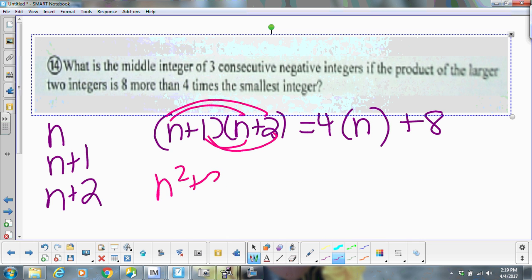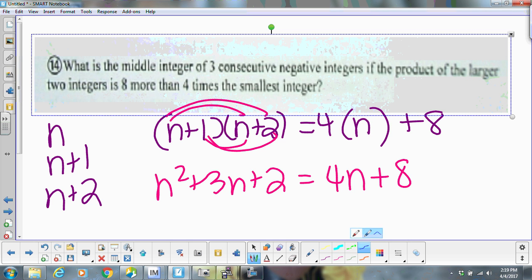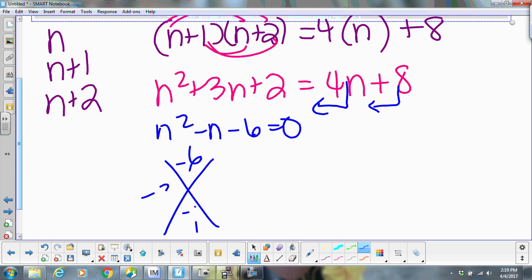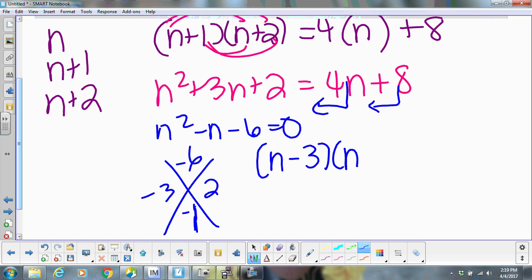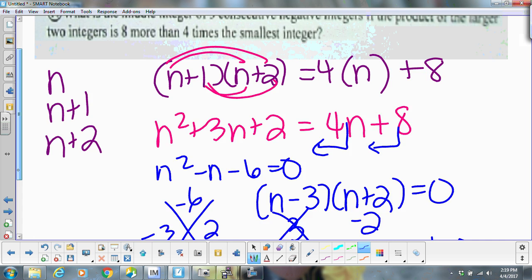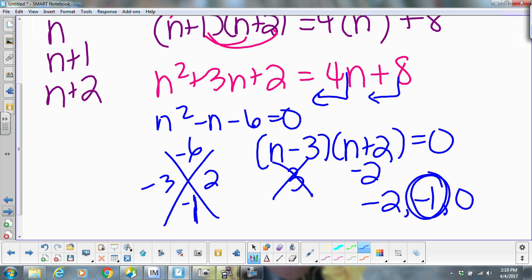That's going to give me n squared plus 3n plus 2, and this is going to give me 4n plus 8. Because of our quadratic here, we want it equal to 0, so I'm going to move these over. And then you're going to factor from there, which gives us n minus 3 and n plus 2. So this gives us a positive 3 and a negative 2. It said negative, so we throw out the positive, so it's going to be negative 2, negative 1, and 0. It asks for the middle one, so our answer is negative 1.